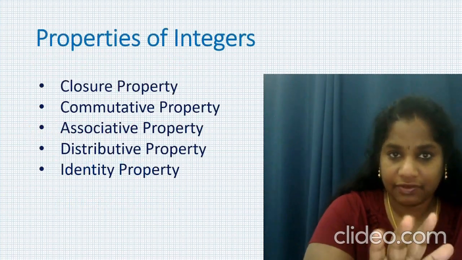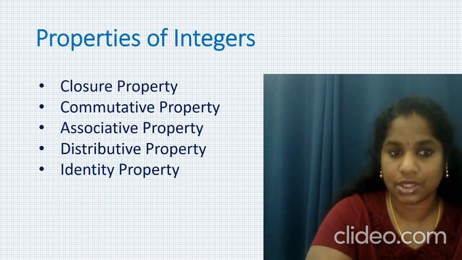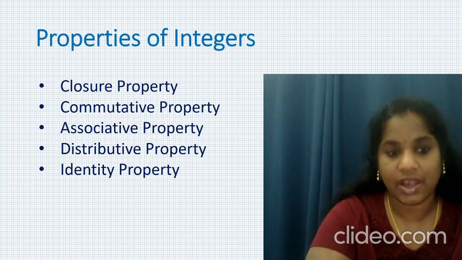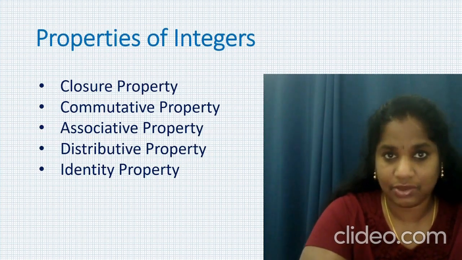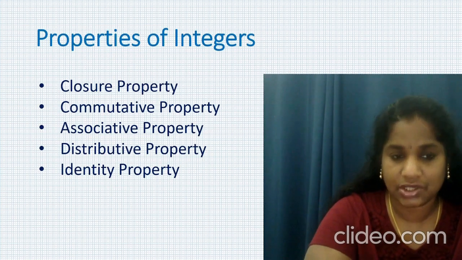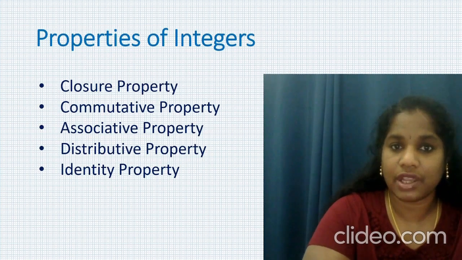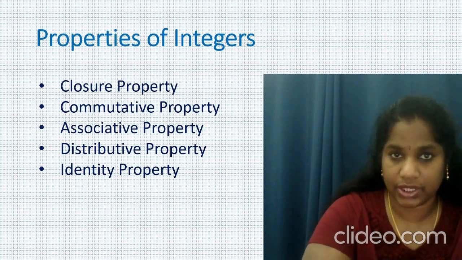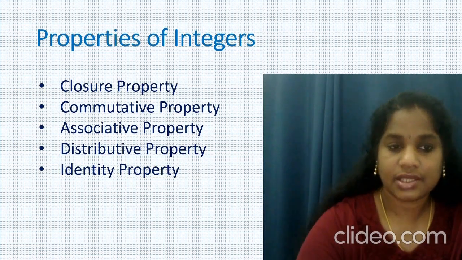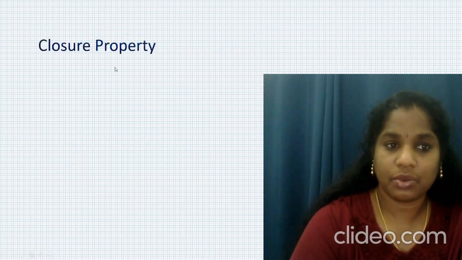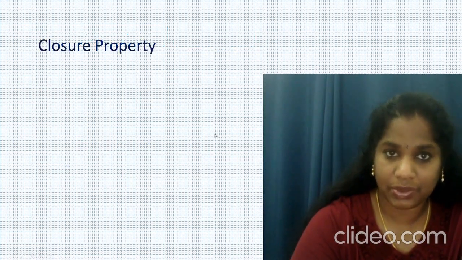There are 5 different properties: closure, commutative, associative, distributive and identity. We are not going to do all the 5 together in this video because it might be a little too much. So in this video we are going to do only 2 properties and the next will follow. Okay, so let us understand what is a closure property.